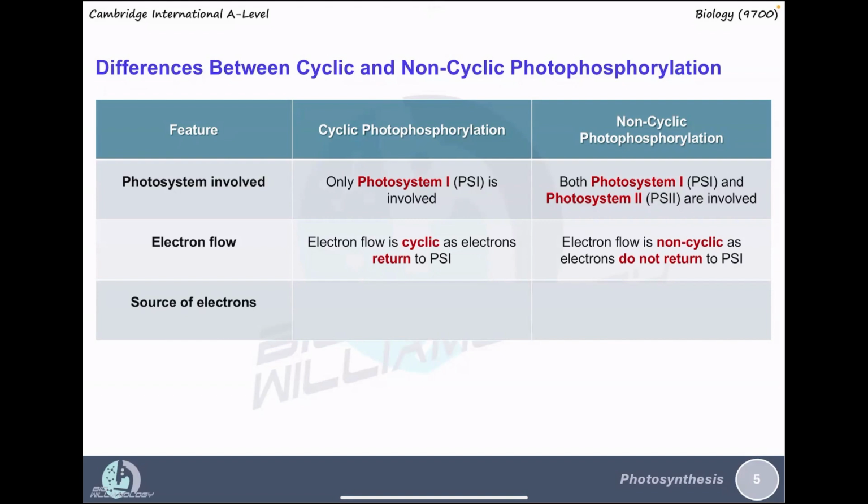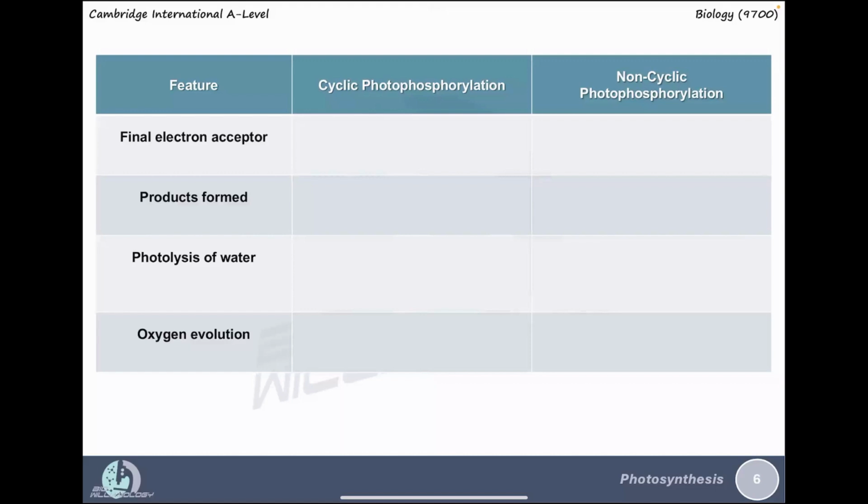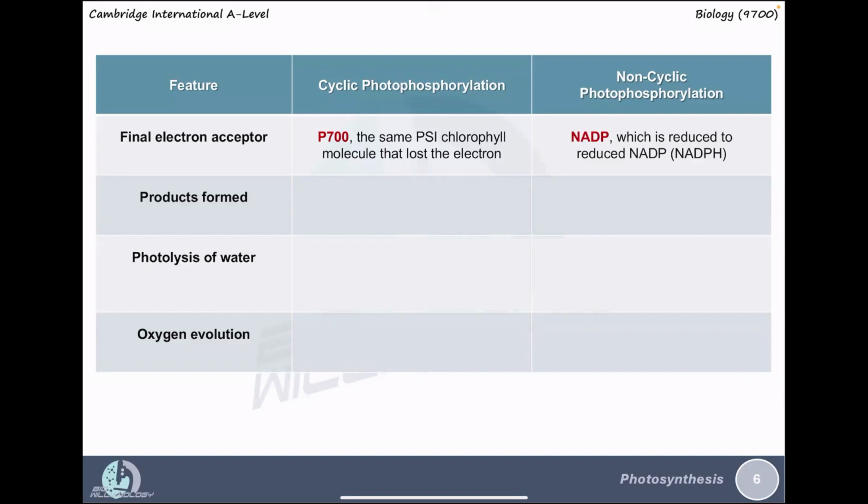The source of electrons, in other words the electron donor: in cyclic photophosphorylation, electrons originate from P700 in photosystem 1. For non-cyclic, the electron donor is the water molecule. How about the final electron acceptor? In cyclic photophosphorylation, the final electron acceptor is P700, which is the same reaction center that lost the electrons in photosystem 1. For non-cyclic photophosphorylation, the final electron acceptor is NADP.